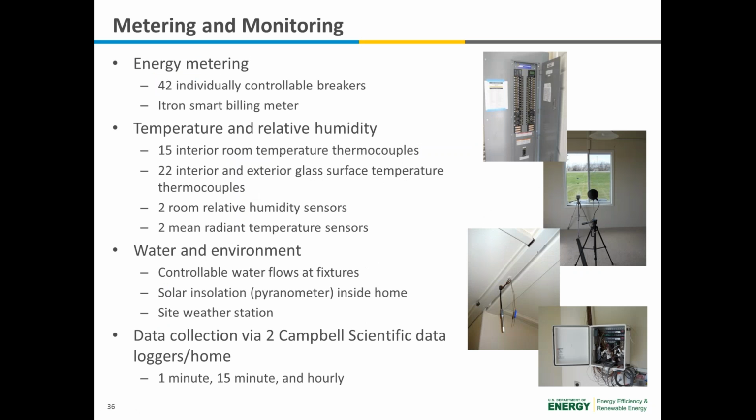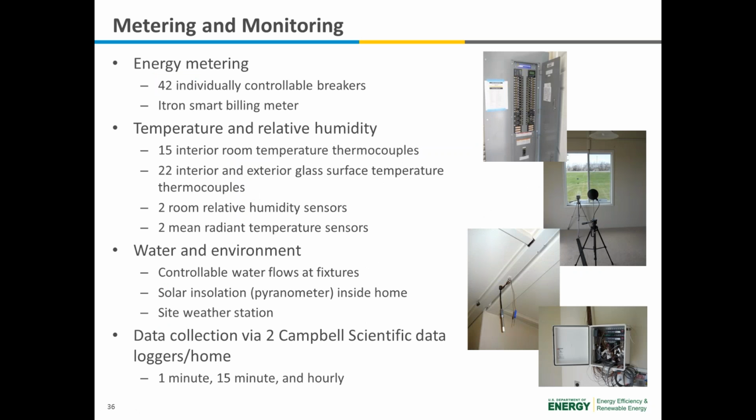So the metering and monitoring within the lab homes. We have 42 individually controllable breakers, and what that means is they're all motorized and can switch off and on via a predefined schedule. So that's how we integrate some of our occupancy, being light bulbs, or introduce heat to the space with our Cadet wall heaters. We also have a bunch of temperature and relative humidity sensors throughout the homes.